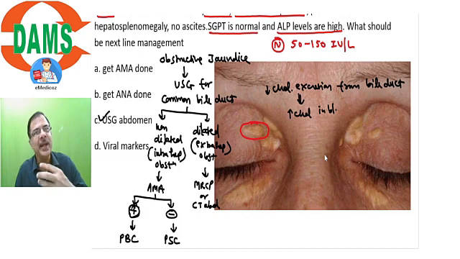Why is it non-dilated in intrahepatic obstruction? This is your anatomy. The common bile duct is formed after the liver. So an obstruction inside the liver will not impact the common bile duct. It will not lead to common bile duct dilatation because it is inside the liver.